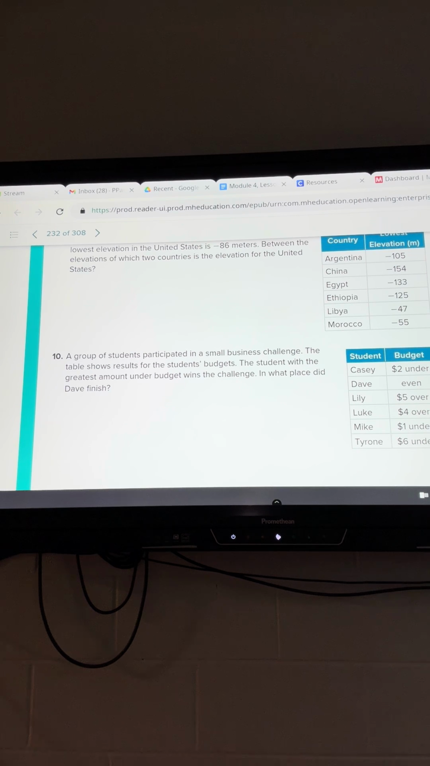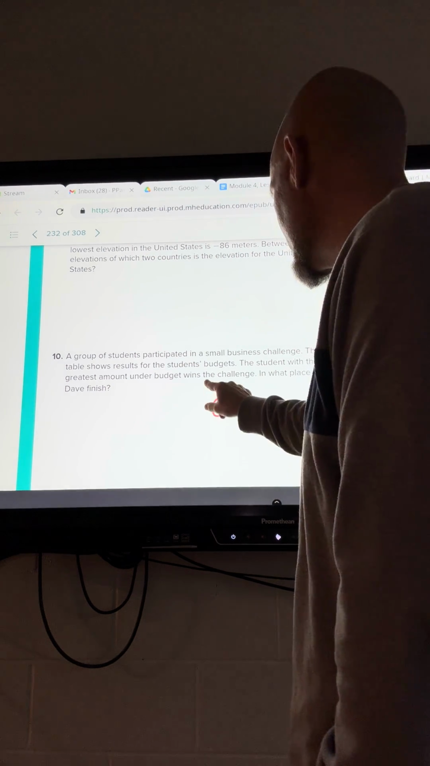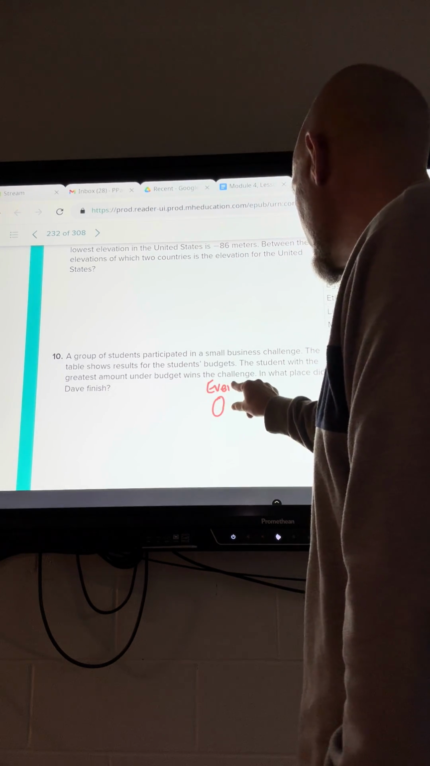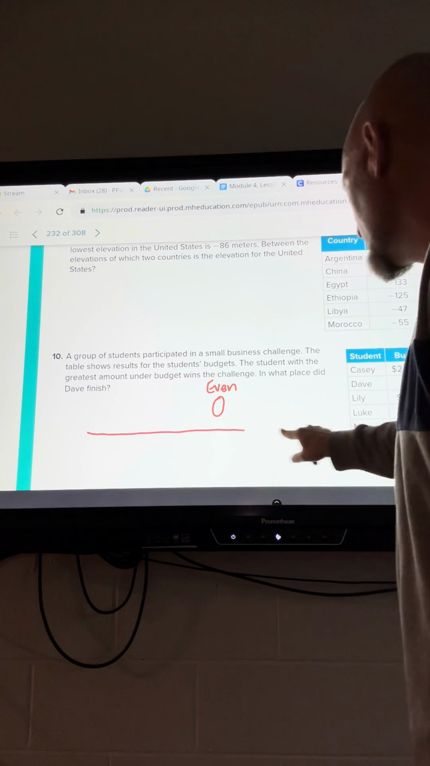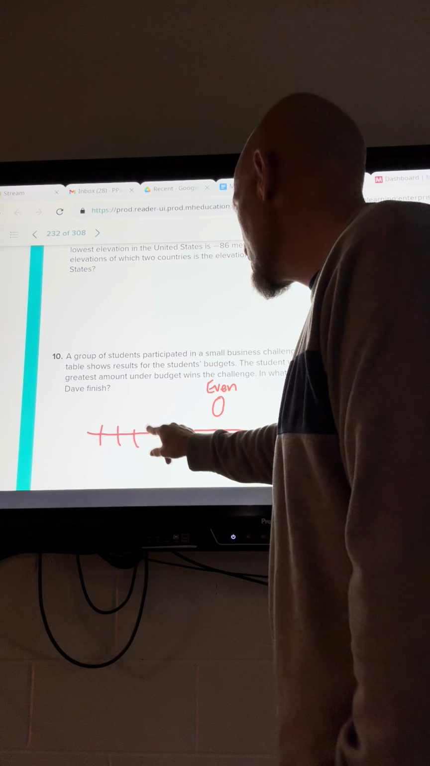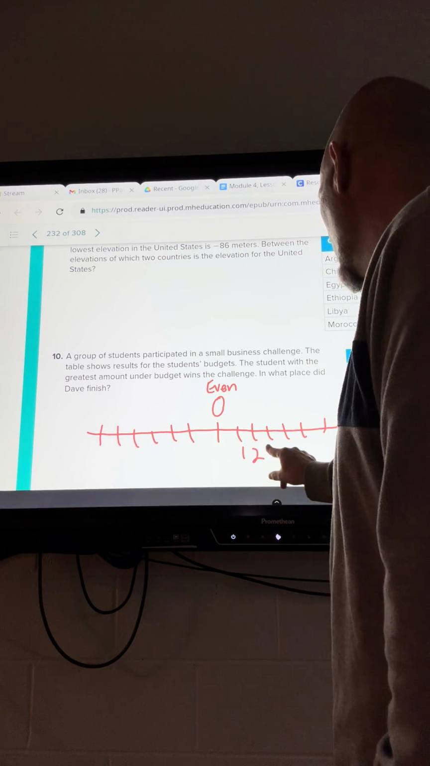So what we'll do here is we'll take these numbers. And when you hear under budget, that means that the more under budget you are. So budget, or breaking even in this case, is what 0 would represent. Under budget's going to be the negative numbers. Okay, so the negative numbers would be under budget. The positive numbers would be over budget.